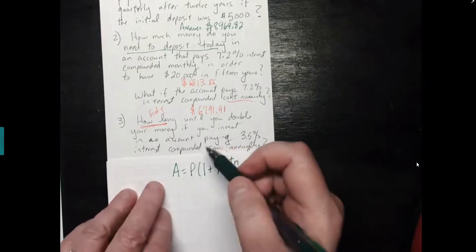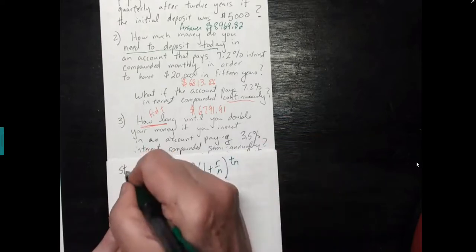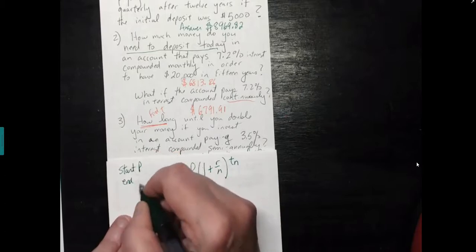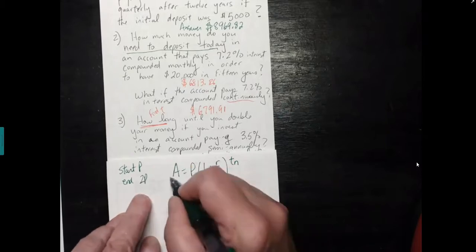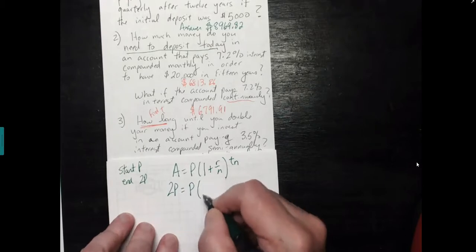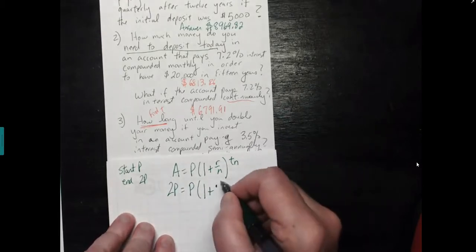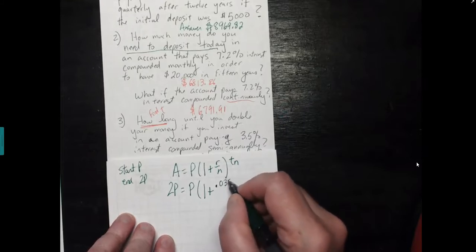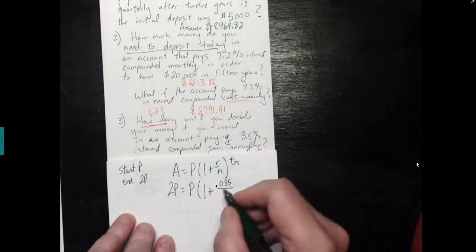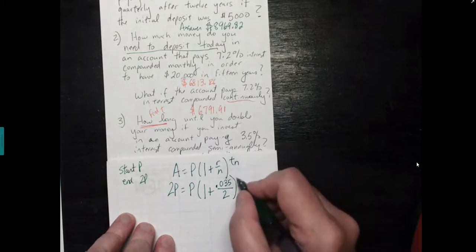Okay, so you want to double your money. So if you start with P, you want to end with 2 times P. And A is your ending amount, so I want to end with 2 times P. It's paying 3.5%, so R is 3.5 divided by 100. Semi-annually means it's compounded 2 times a year. So N is 2.